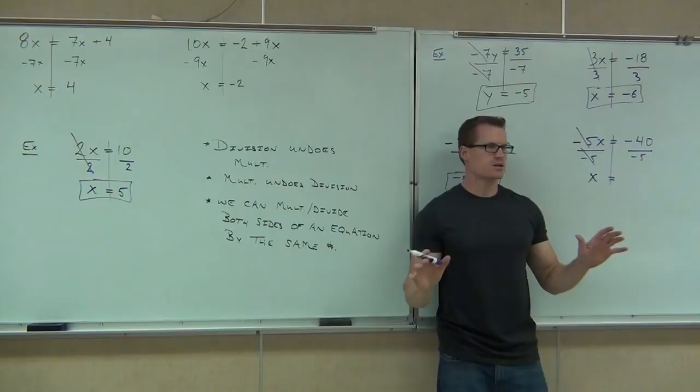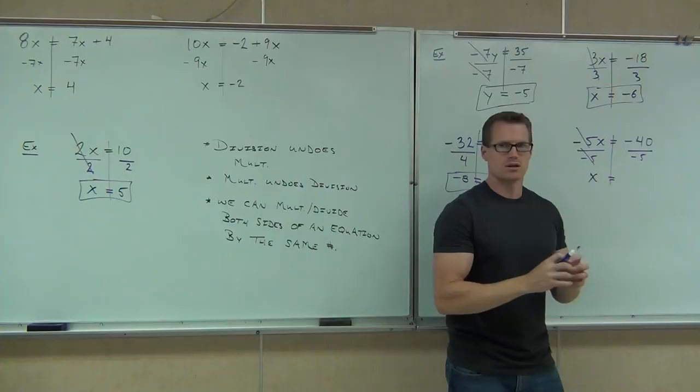On the right-hand side, how much are we going to get? 8. Positive or negative? Positive. Good. Again, you're using the division multiplication rules, right? Because that's what we're doing.